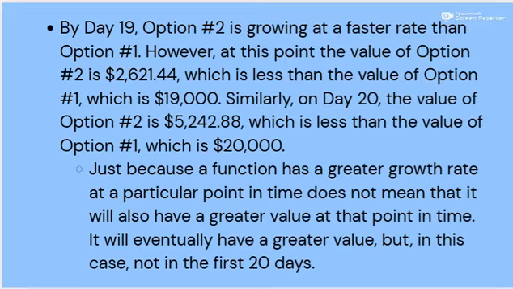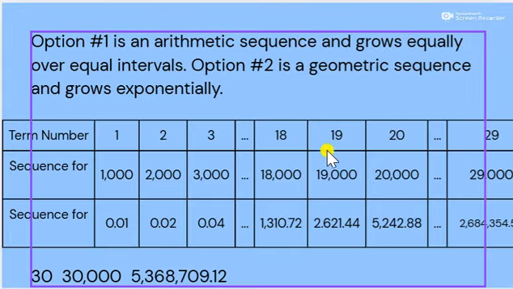However, at this point, the value of option number 2 is $2,621.44, which is less than the value of option number 1, which is $19,000. So let's go look at day 19. So you can see right here, if you stopped at day 19, even though this one is going to end up on day 30 with a huge amount, if you stopped at day 19, it would make more sense to take the first option because you'd get $19,000 instead of $2,000.